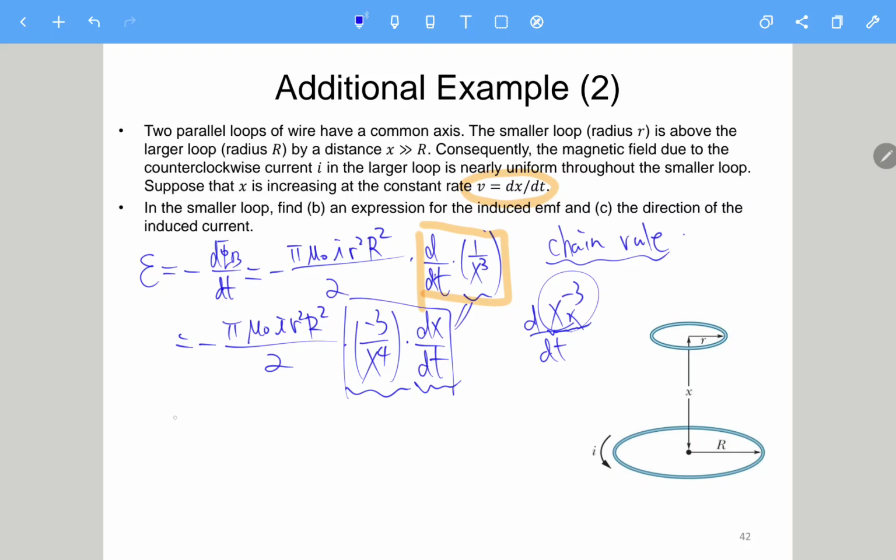Okay, so finally we can get the expression for E. Here we have a negative sign and another negative sign, so it becomes a positive value. So we have 3 pi mu naught I r squared capital R squared over 2x to the 4th power, times v, since dx/dt is nothing but v. Okay, so this is the answer to part B. So this is the induced EMF.